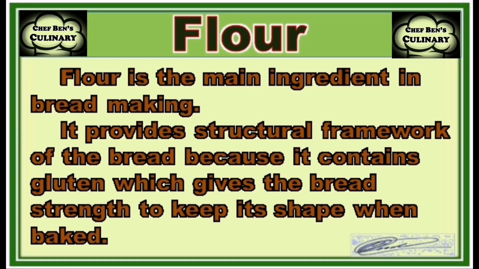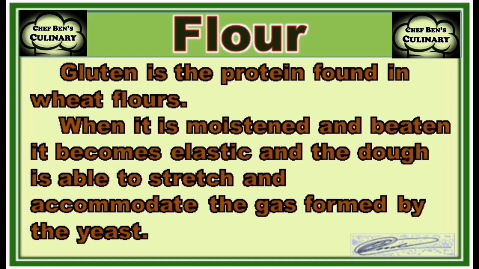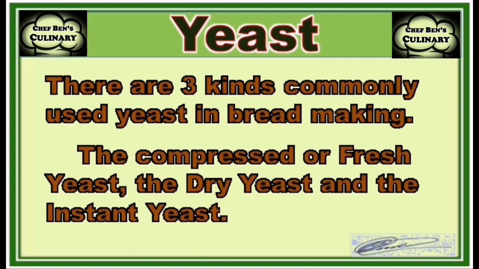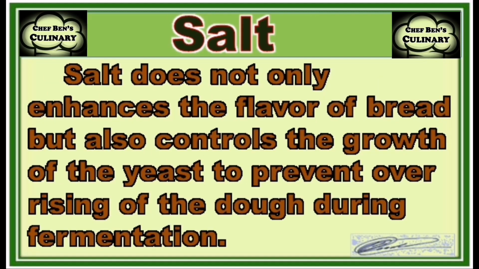Flour. Flour is the main ingredient in bread making. It provides structural framework of the bread because it contains gluten, which gives the bread strength to keep its shape when baked. Gluten is the protein found in wheat flours. When it is moistened and beaten, it becomes elastic and the dough is able to stretch and accommodate the gas formed by the yeast. Yeast is the leavener in bread making. Yeast acts on the sugar in water to form carbon dioxide, which will make the bread rise. There are three kinds of commonly used yeast in bread making: the compressed or the fresh yeast, the dry yeast, and the instant yeast.